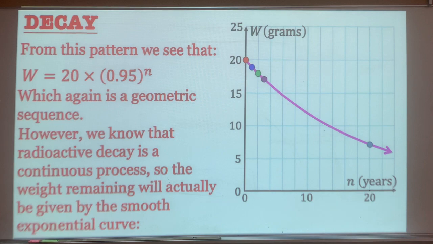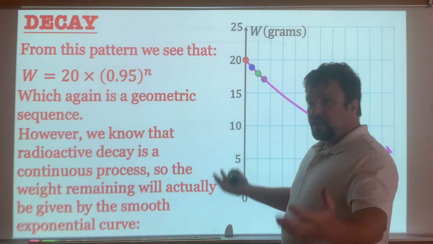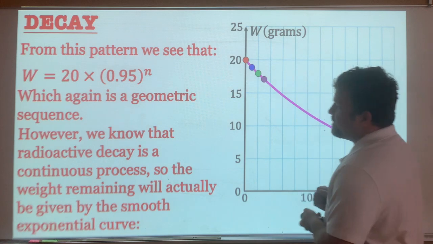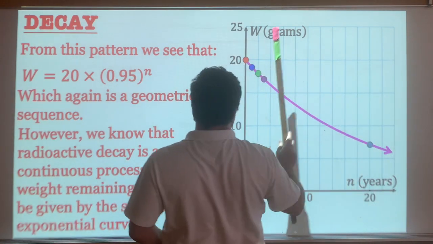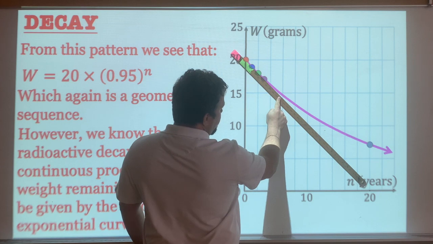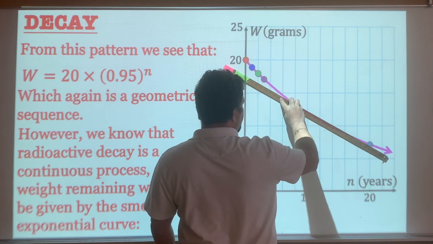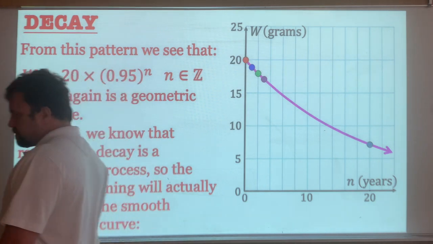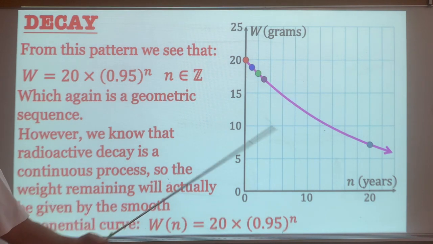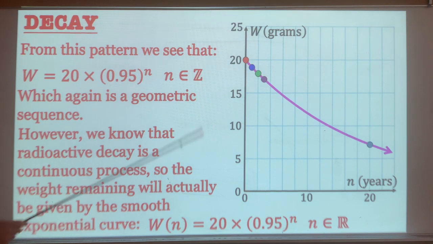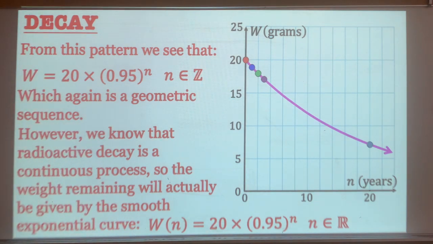So from this pattern, we see that W equals 20 times 0.95 to the n power, right? Which again is a geometric sequence, as was growth. They're just opposites. Hence, we know that radioactive decay is a continuous process, so the remaining weight will actually be given by a smooth exponential curve. If I tried to make this a straight line, notice how it doesn't work out that way. It decays less and less and less. The slope gets less and less and less. The curve is W_n equals 20 times 0.95 to the n, where n is all real numbers. Here we were just dealing with integers when we plotted this, and now this curve allows us to do all real numbers. Well, not all real, all positive real numbers.